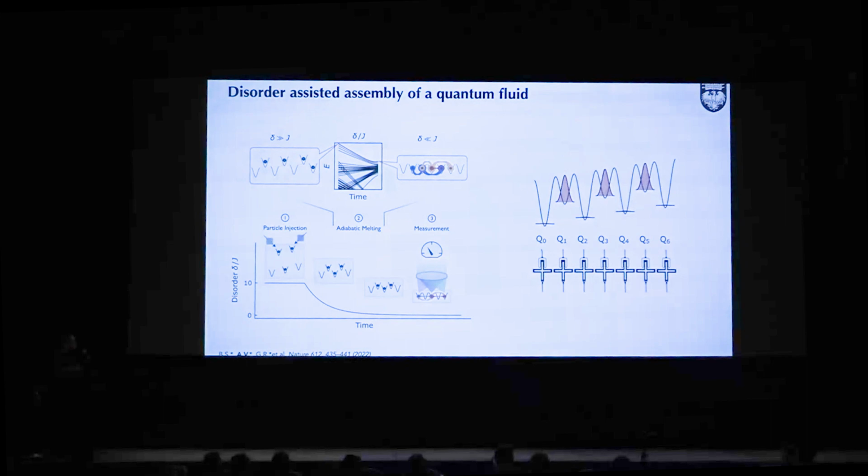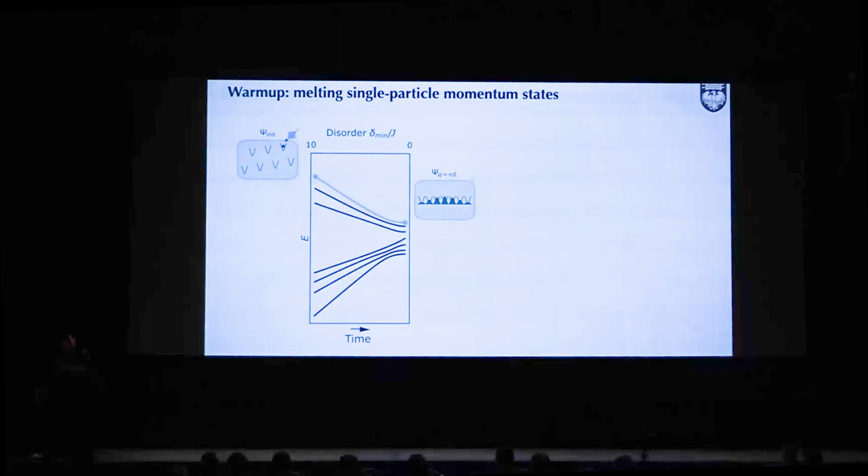Then we slowly evolve the system in order to maintain adiabaticity, such that we're following the same instantaneous eigenstate, and then we remove the disorder to near degeneracy, where due to quantum-induced tunneling, we get the strongly correlated fluid, and at the end we do a site-resolved probe of density, correlations, and also coherence. So as a warm-up, we benchmark the system by preparing single particle states in a box.